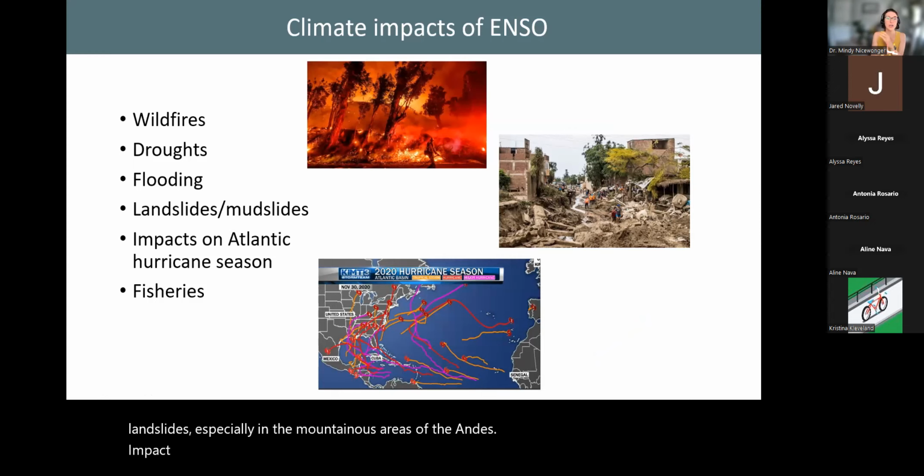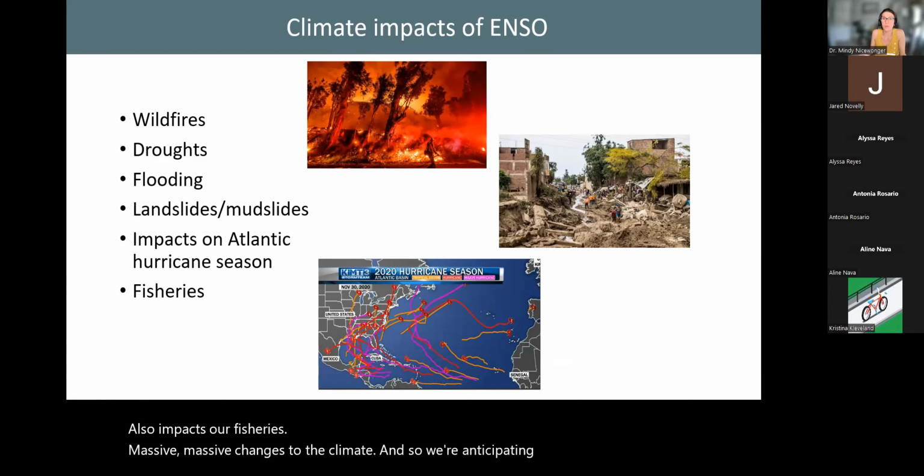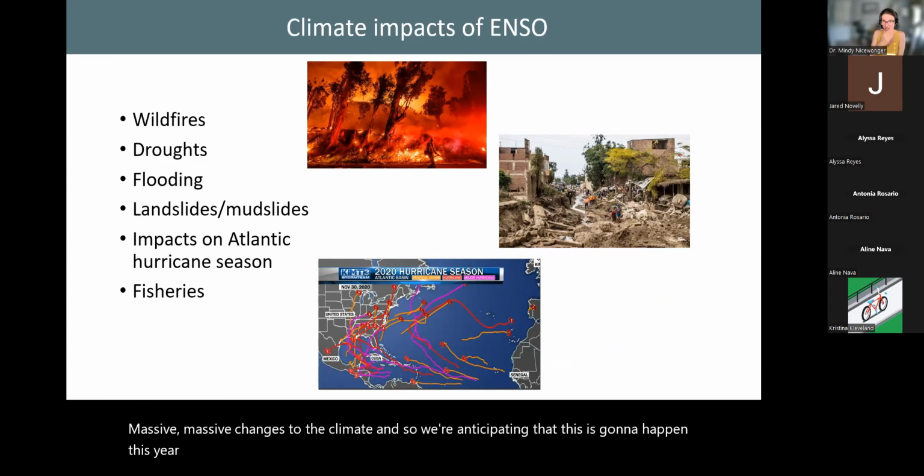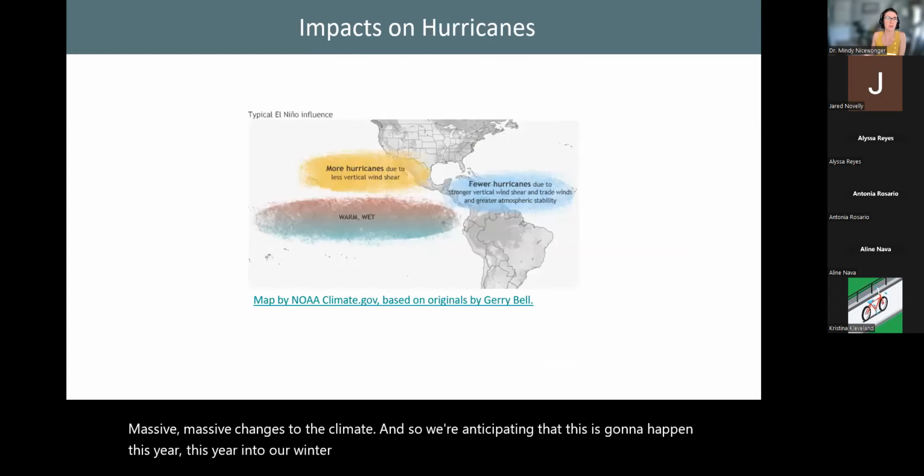Impacts our Atlantic hurricane season. The idea is that heat gets redistributed. Heat is needed to fuel hurricanes. Also impacts our fisheries. Massive, massive changes to the climate. And so we're anticipating that this is going to happen this year into our winter, early spring.